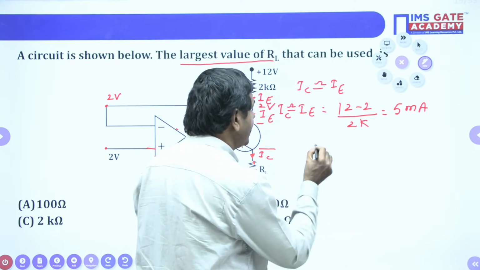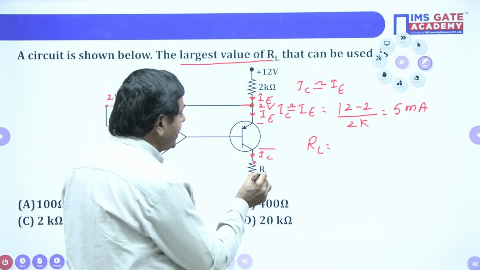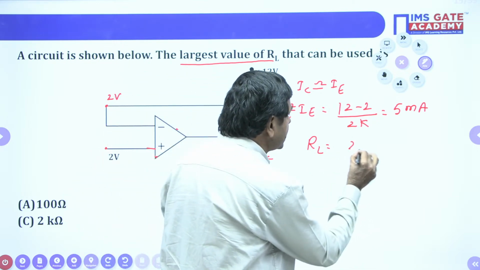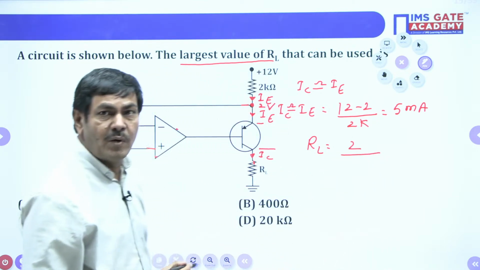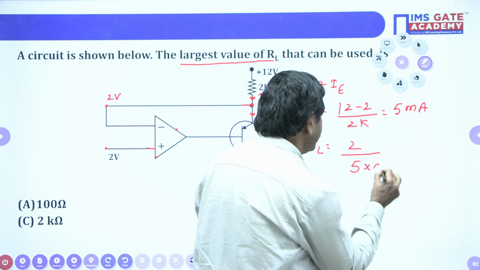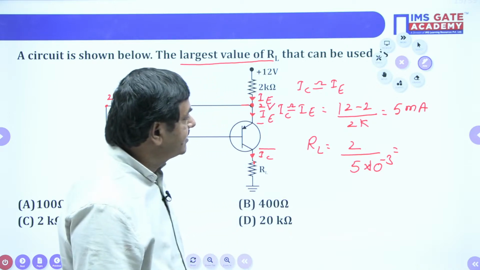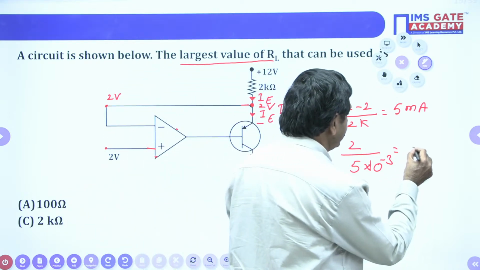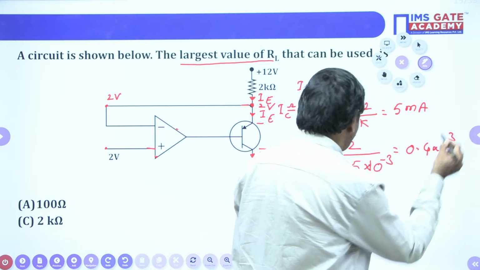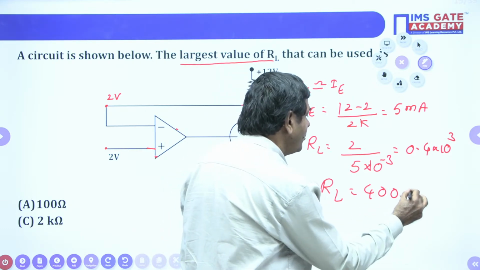Now I can measure RL directly. How can I measure RL? Voltage across RL is nothing but the same 2 volts. This 2 volts will be dropped across this RL. So 2 volts divided by the current. What current is passing here? IC. That IC is nothing but 5 milliamperes. 5 into 10 power minus 3. Finally, 2 by 5 is 0.4. You will get 0.4 into 10 power 3. Finally, RL is taken as 400 ohms.